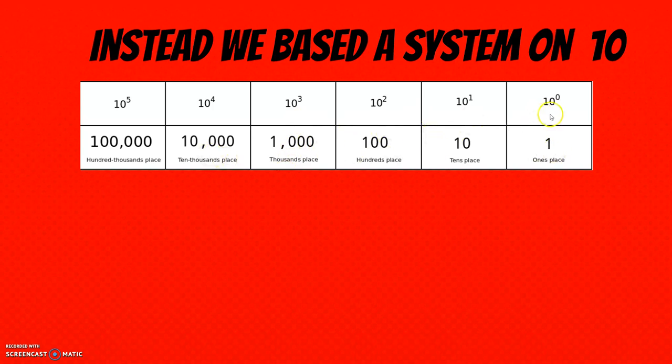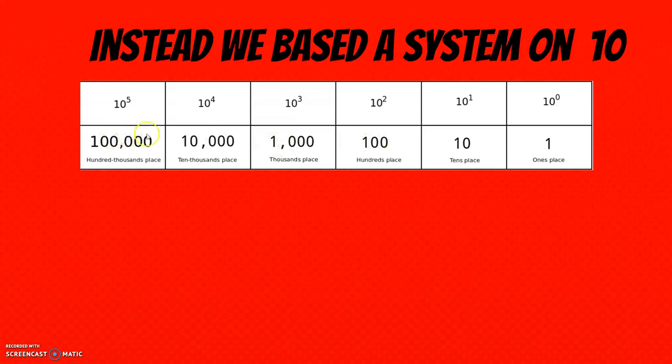How did we get those numbers? Again, 10 to the 0 power is 1. 10 to the first power is 10. 10 to the second power is 100, and so on and so forth. Now, this is just one of the ways that we can count. Our ancestors probably used a base 10 system because we have 10 fingers.